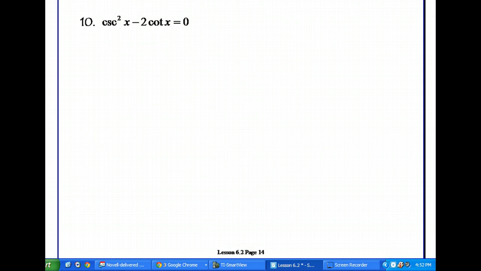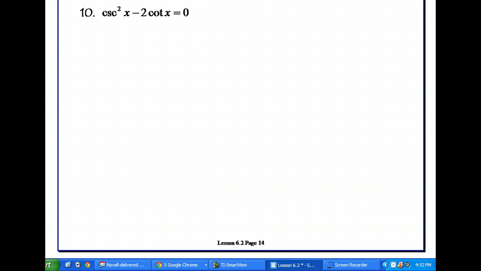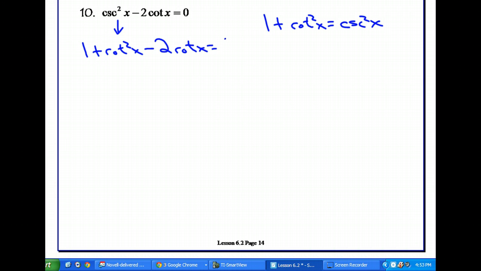So let's look at one more of those, and I'll talk about a couple that show up in the book. Cosecant squared minus 2 cotangent equals 0. All right. Do you know the identity 1 plus cotangent squared equals cosecant squared? If you do, use that. So cosecant squared is 1 plus cotangent squared minus 2 cotangent of x equals 0. Let's put this in descending order. So I'll put the cotangent squared first, minus the 2 cotangent of x plus the 1 equals 0.